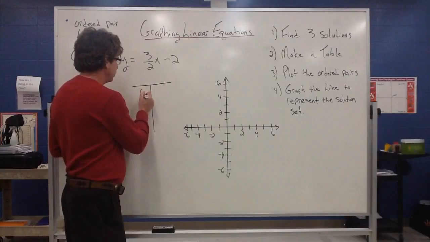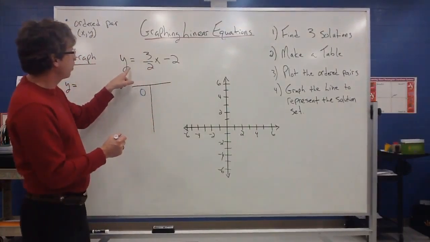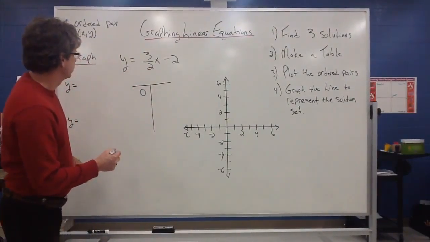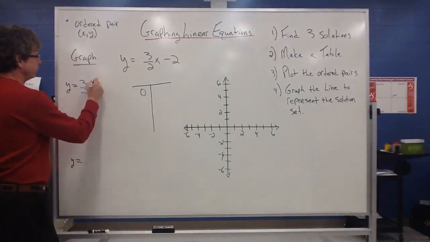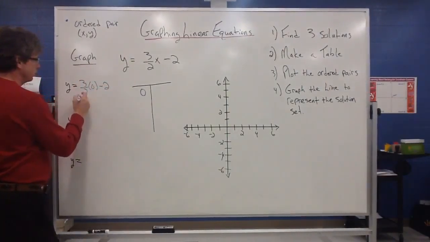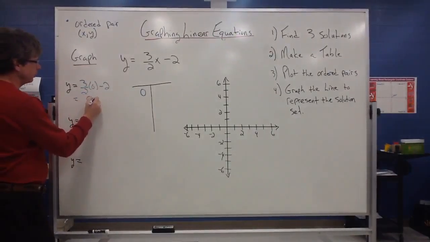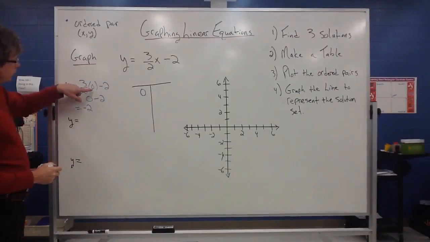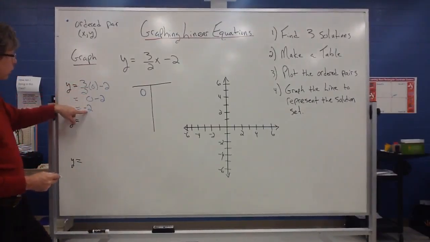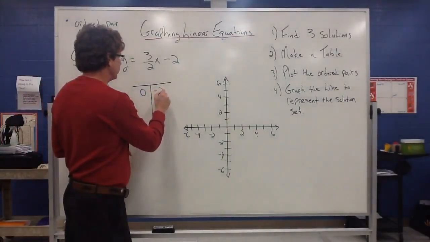So if I pick x to be 0, that's going to help me discover what y has to be to make this true. So if I substitute that in, I'm going to have y equals 3/2 times 0 minus 2. Well, 3/2 times 0 is going to be 0, and 0 minus 2, that's going to be a negative 2. So what we pick up on is, when x is 0, y is going to be a negative 2. That's going to be one of the solutions.